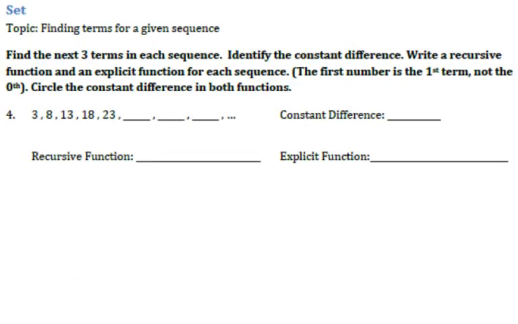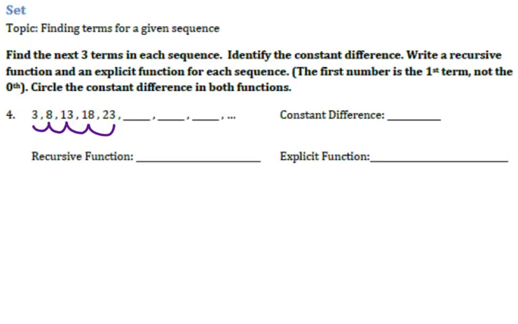Now we get to the difficult ones. This is where we're going to have to figure out what is happening here. Continue the pattern and find the recursive and the explicit. Now remember, let's find the pattern first. So we go from 3 to 8, 8 to 13, 13 to 18, 18 to 23. So what is happening here?